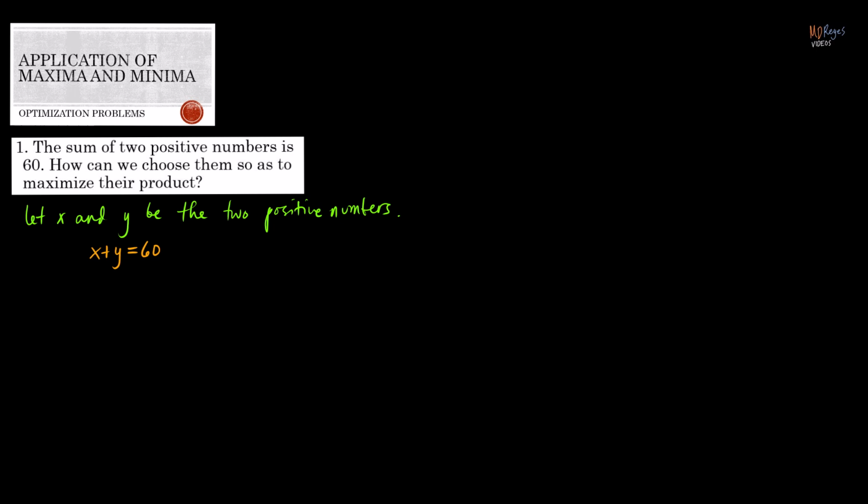Now what we want to do is choose these numbers x and y so that their product is a maximum. So if we get the product of x and y, and let p be this product, then we have to maximize this function, p. Right? Maximize p equals x times y. But we have to write p in terms of one variable only because we have to differentiate this later on to get the maximum value for p.